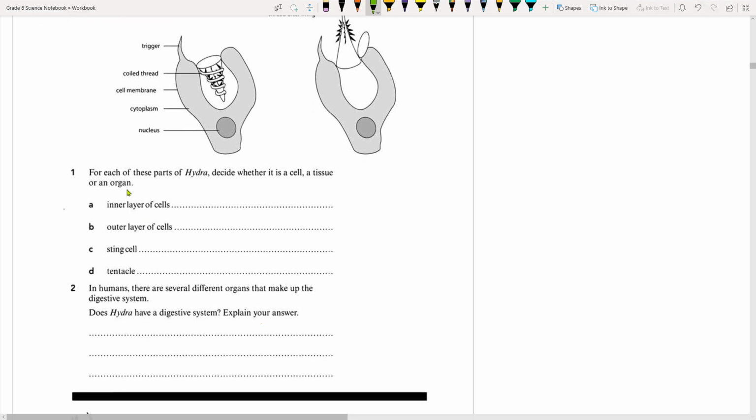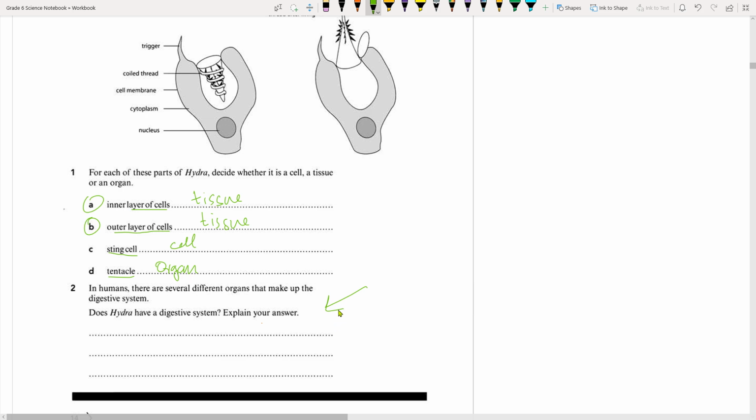All right. For each of these parts of hydra, decide whether it is a cell, tissue, or an organ. So the inner layer of cells, so the word layer of cells already tells you that it's talking about a tissue. Again, the outer layer of cells, again we call it a tissue, right? Okay. Sting cell, because it's just a single cell, we're going to call it a cell. A tentacle is a combination of the inner and the outer cell, so it's going to be an organ, right?